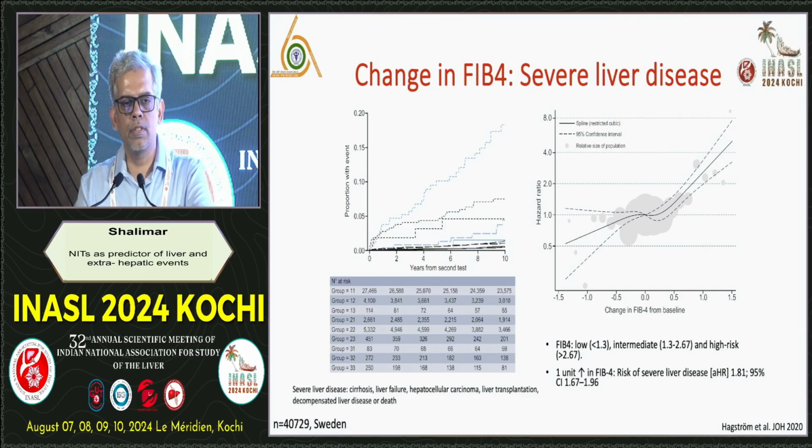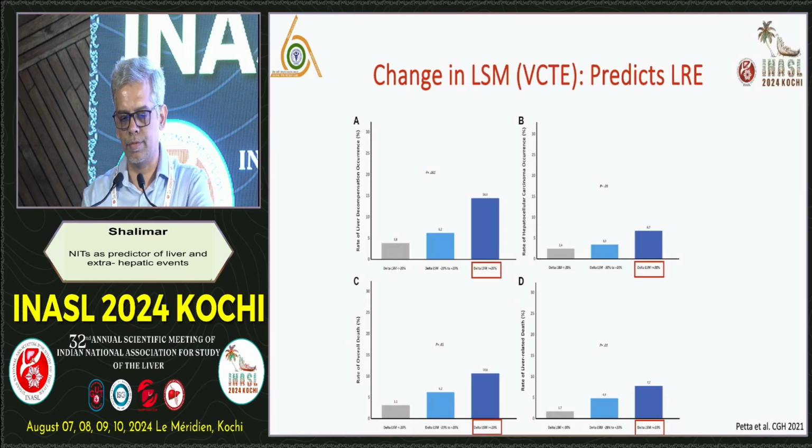How about change in scores? Dynamic scores are always better, and this study showed that a 1 unit increase in FIB4 score was associated with a risk of severe liver disease, which was defined as cirrhosis, liver failure, HCC, and liver transplantation, and the risk increased linearly with the increasing FIB4 score since the time of baseline evaluation.